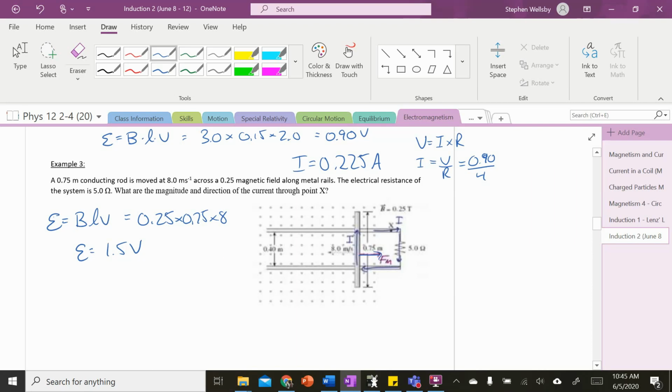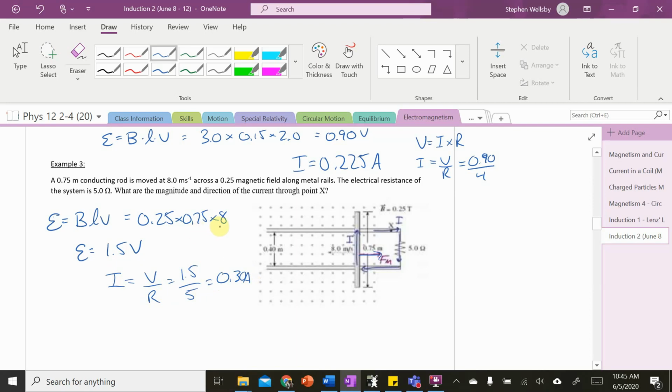And if I take the current as the voltage divided by the resistance, that's going to be 1.5 divided by 5. It's going to be 0.3 amps. So there we go. We have 0.3, or should be 0.30 amps, unless I made a mistake somewhere. Let me double check my work.